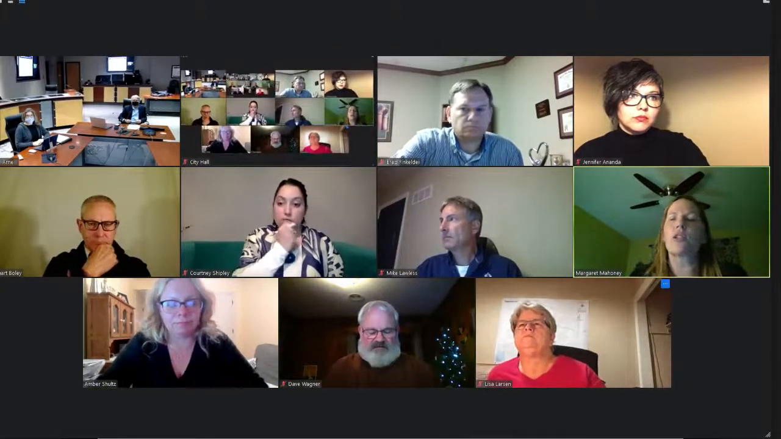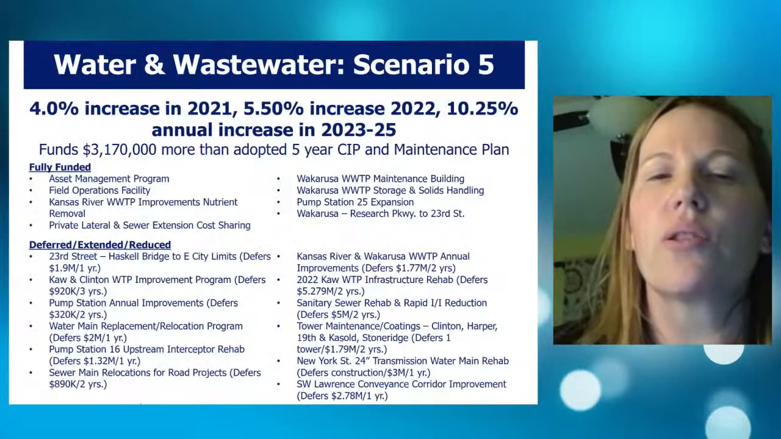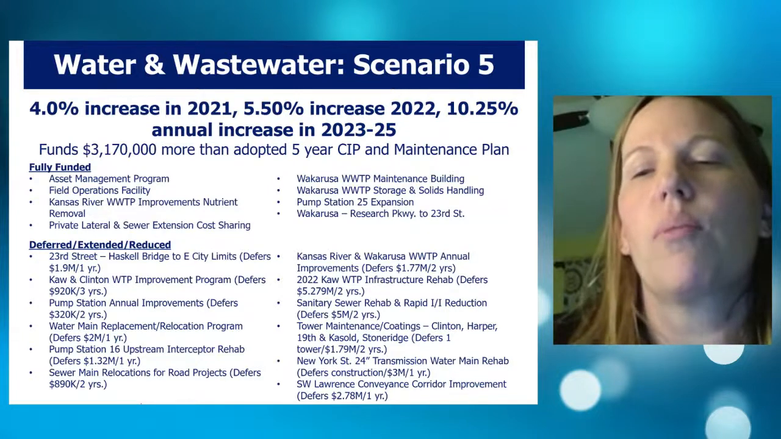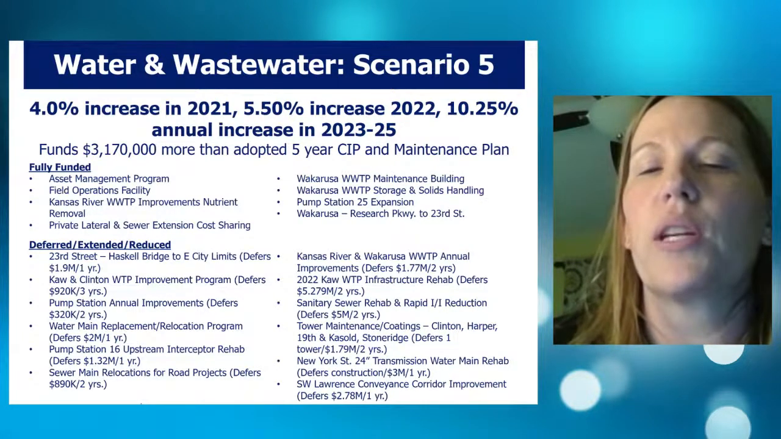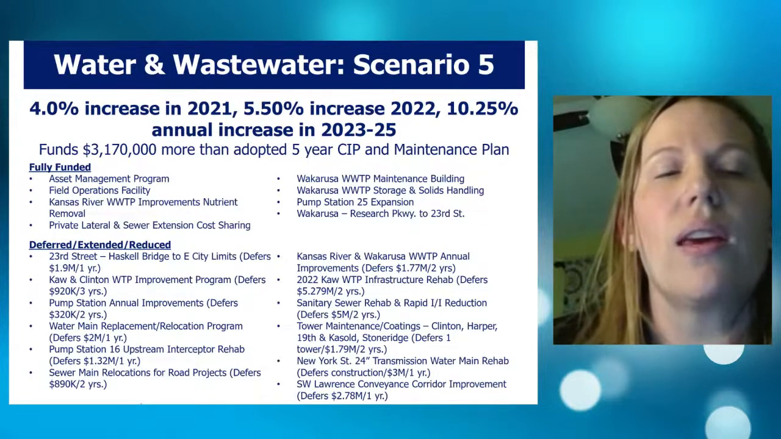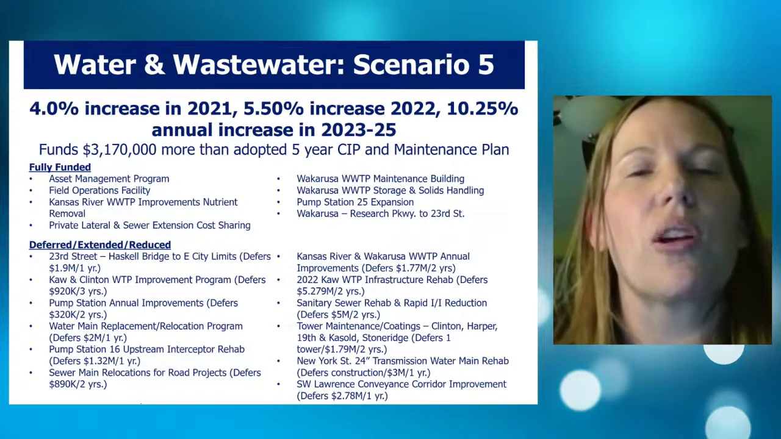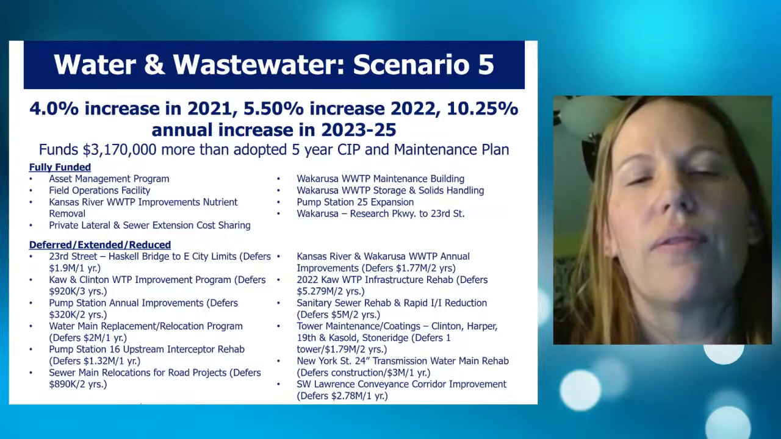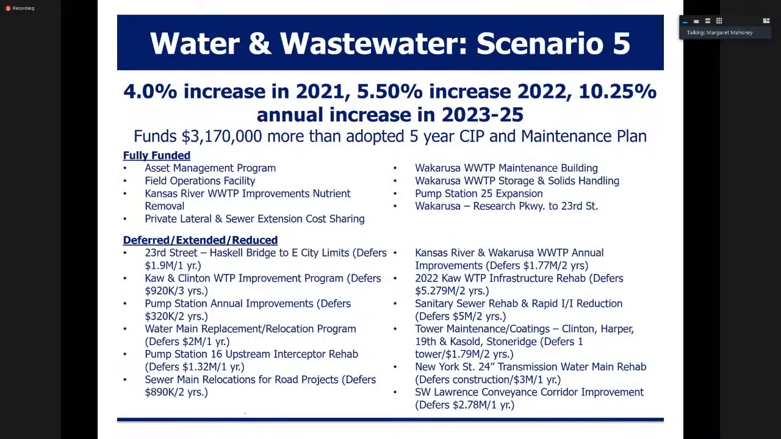Maggie Mahoney, Management Analyst, Municipal Services and Operations. So in this final scenario five, this is where we have a 4% increase in 2021 and 5.5% increase in 2022, necessitating a 10.25% increase in the last 3 years in 2023 through 2025. So this is the situation where the adopted five-year CIP is being completed, but the rate increases are being deferred 2 years. So in this situation, it is fully funded, but you can see the list of deferred, extended, or reduced projects or programs that has to happen because of the reduced funding in the first 2 years. And just note that it costs about an extra $3.2 million to defer that work.